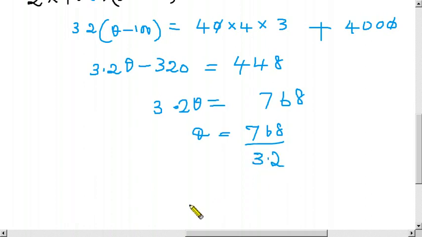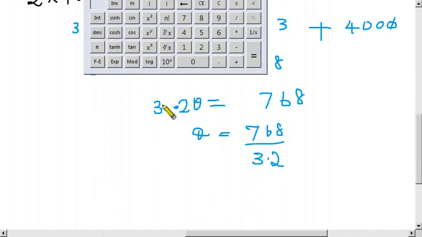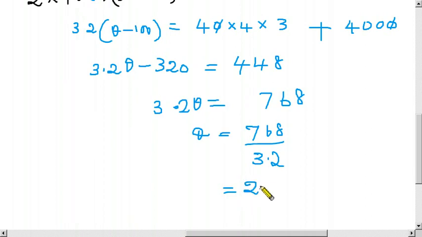So I am going to use the calculator, but you are not allowed. Remember, children are not allowed to use calculators, but teachers can. Divide by 3.2; you have to divide in the normal way, manually. The answer is 240 centigrade. That is the temperature.